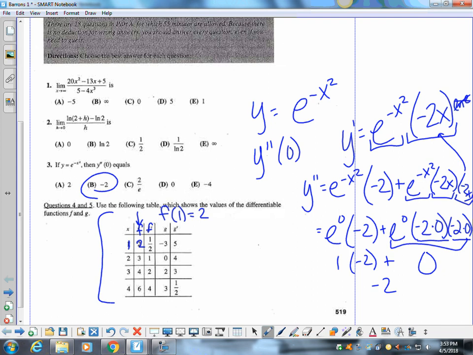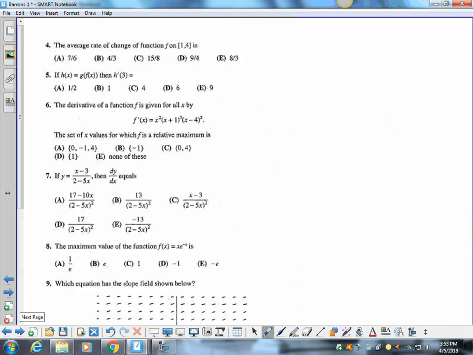This is f prime of 1 would give you 1/2. So it's just a chart. You don't ever know what the original function was. And like I said, we're going to do number 5. So I want g of f of x. So that's a chain rule.